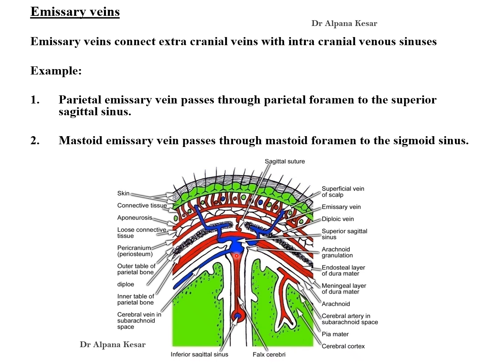The two emissary veins that are present in the scalp are the parietal emissary vein that passes through the parietal foramen to the superior sagittal sinus. Second one is the mastoid emissary vein, which passes through the mastoid foramen to the sigmoid sinus.